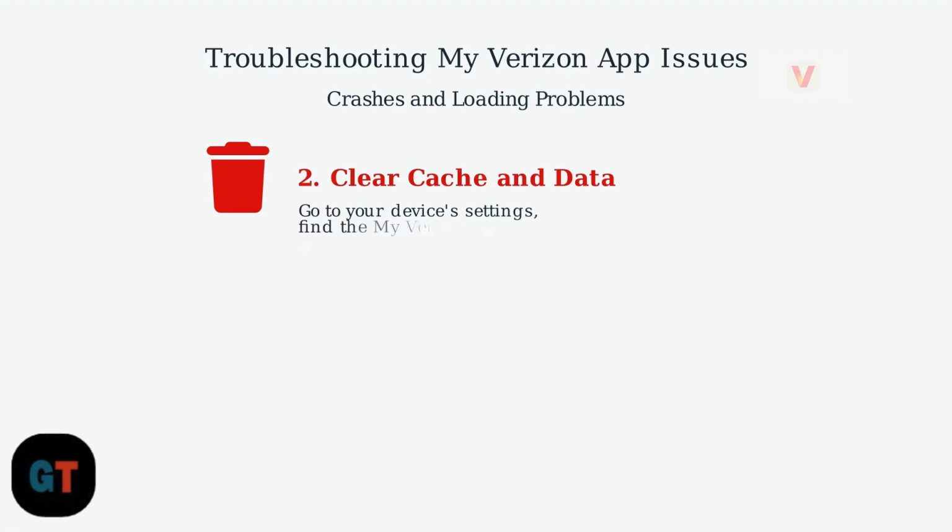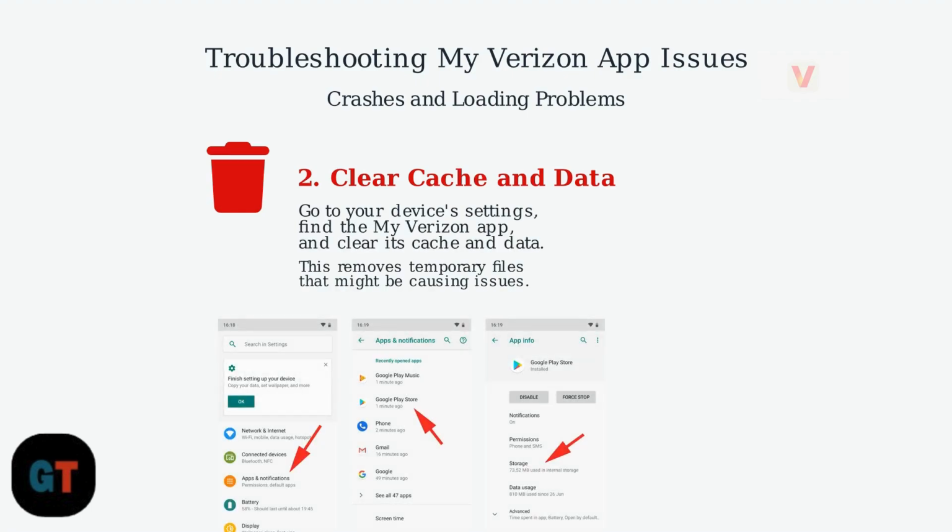Second, clear cache and data. Go to your device's settings, find the My Verizon app, and clear its cache and data. This removes temporary files that might be causing issues. Be aware that clearing data may require you to log back into the app.